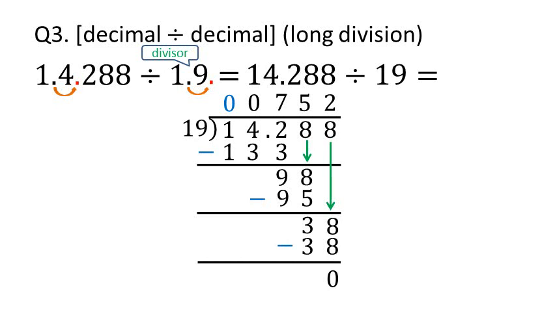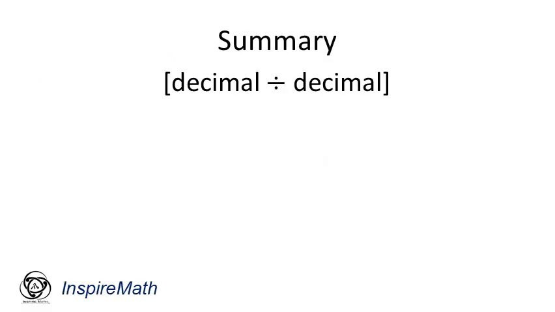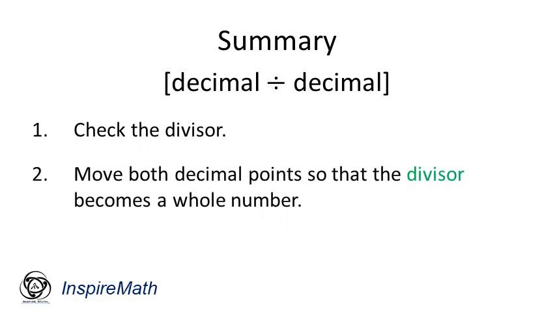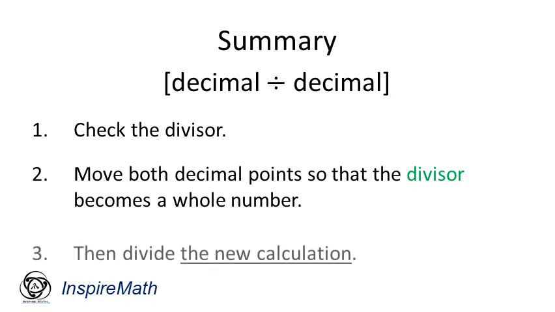We now need to deal with the decimal point, which moves up into the answer. We have the answer 00.752, but we don't need the 0, so the answer is 0.752. Let's summarize today's lesson. When you divide a decimal by a decimal, check the divisor. Move both decimal points so that the divisor becomes a whole number. Then, just divide the new calculation.